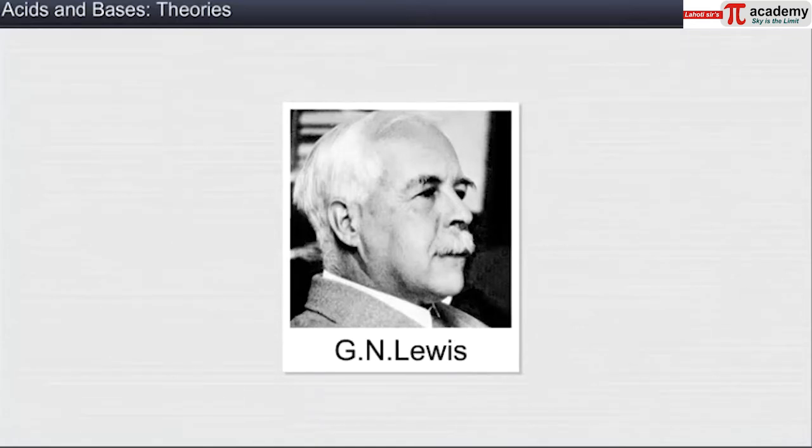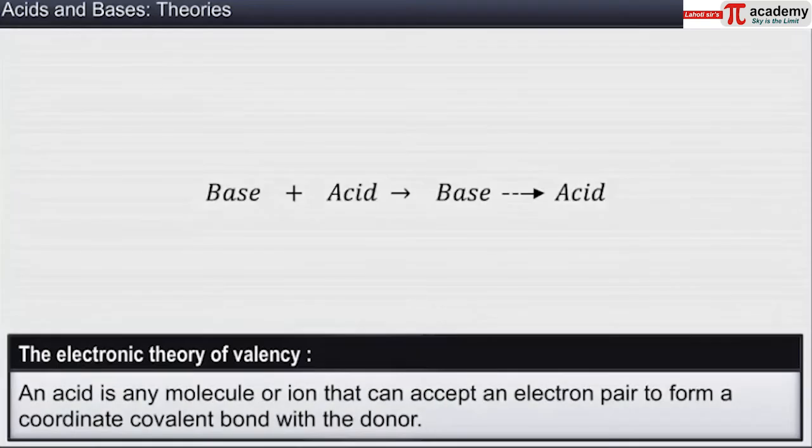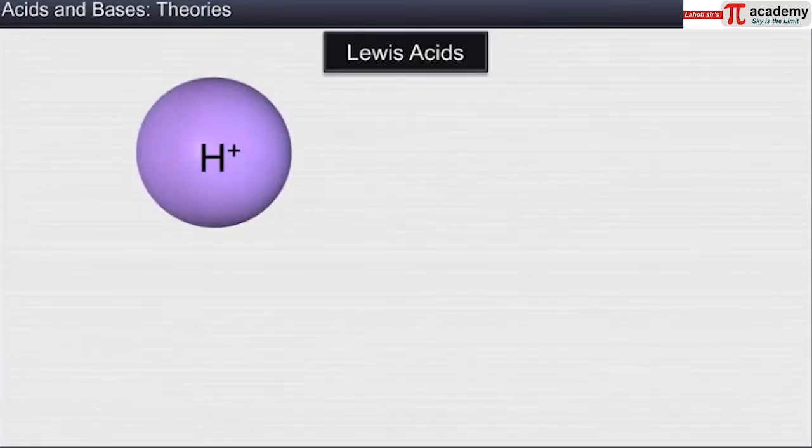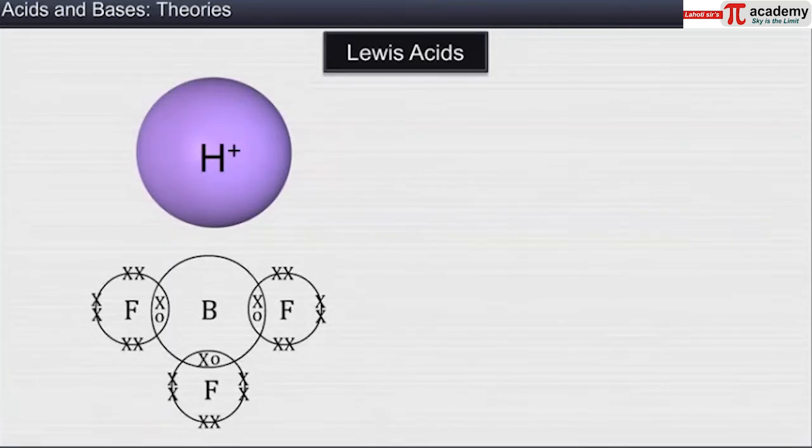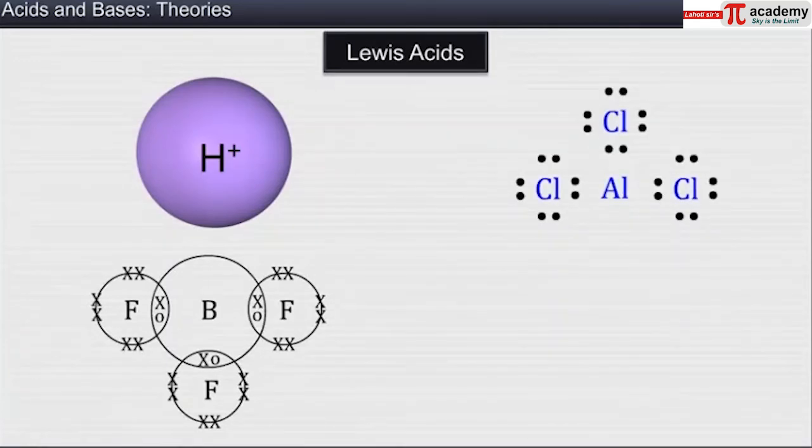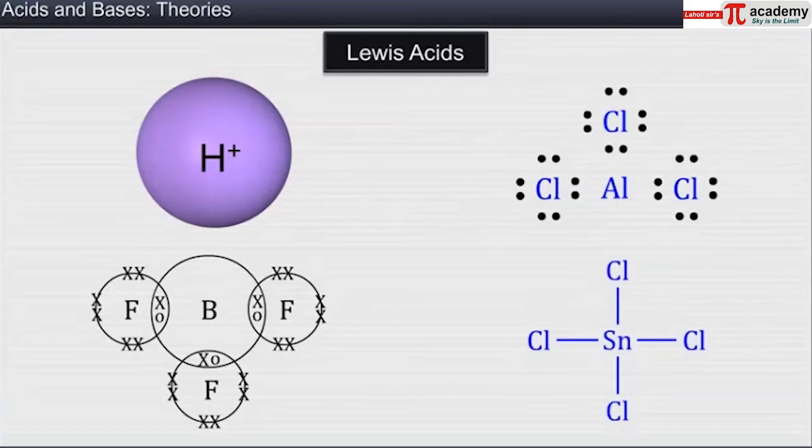In 1929, G.N. Lewis proposed a more general theory of acids and bases, which is founded upon the electronic theory of valency. According to this theory, an acid is any molecule or ion that can accept an electron pair to form a coordinate covalent bond with the donor. For example, H+, BF3, AlCl3, and SnCl4 act as Lewis acids.